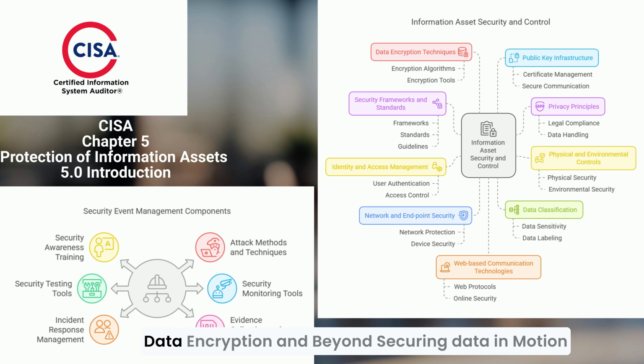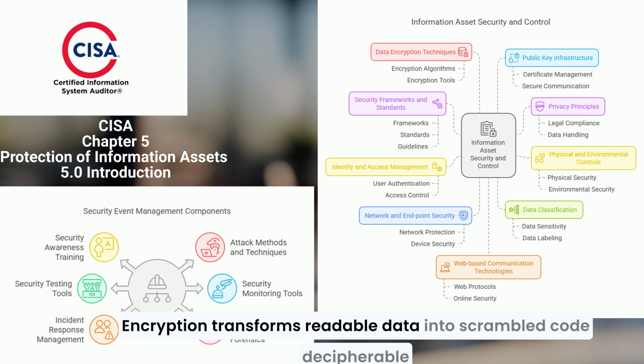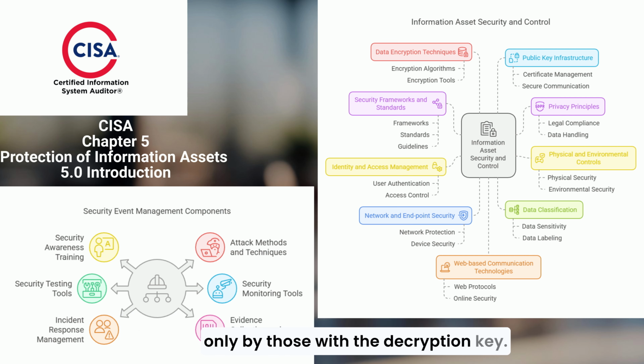Data encryption and beyond, securing data in motion and rest. Once data has been classified, the next step is to keep it secure, particularly when it's stored or in transit. This is where encryption takes center stage. Encryption transforms readable data into scrambled code, decipherable only by those with the decryption key.